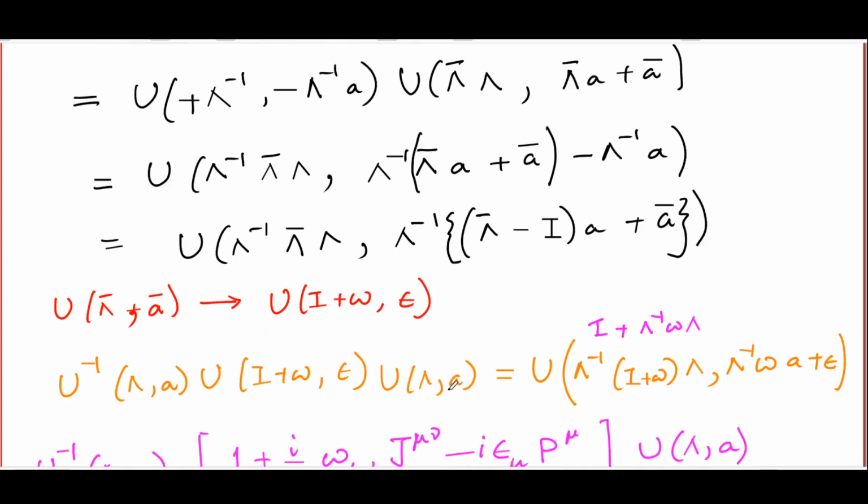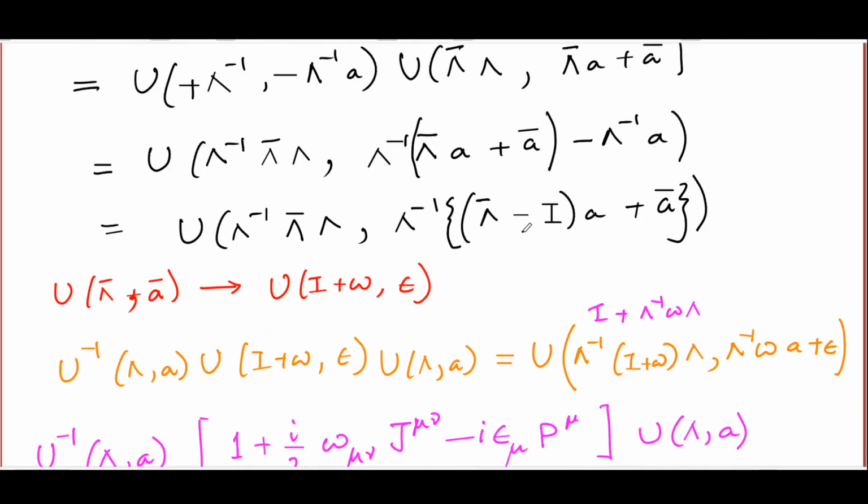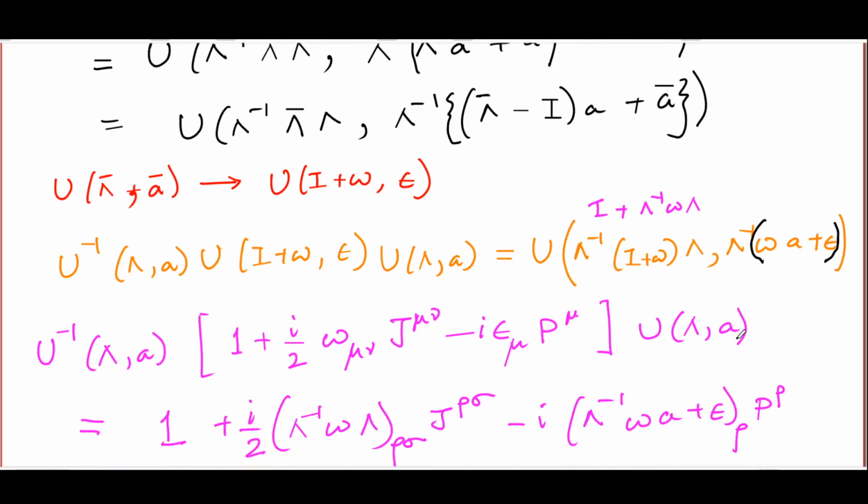and just use this result, except that instead of lambda bar I used identity plus omega, and instead of A bar I used epsilon. But again, the mistake continued. This should be lambda inverse omega A plus lambda inverse epsilon, not lambda inverse omega A plus epsilon. Now the next step, of course, was to replace U(identity plus omega, epsilon) by its expansion in terms of the Poincare generators, which is rather standard. So we did that. We did the same thing on the other side.